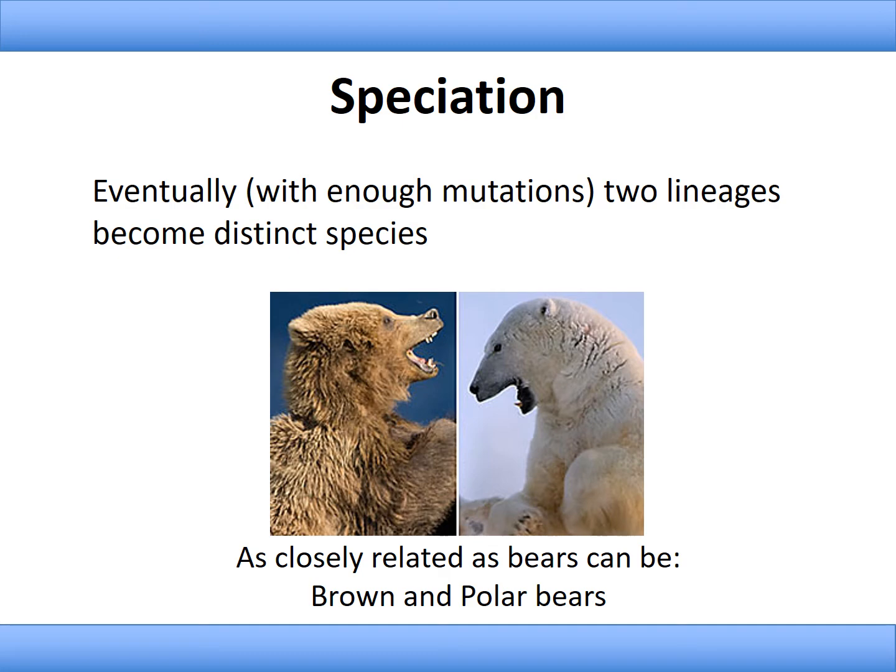Eventually, with enough mutations, 2 lineages can become distinct species, and we call this speciation. An example of this is brown bears and polar bears. They're as closely related as bears can be. Only a handful of genetic mutations accounts for all of the behavioral and physical differences in these 2 species of bears. They're very, very closely related, and we know that because they have nearly identical genetic sequences.